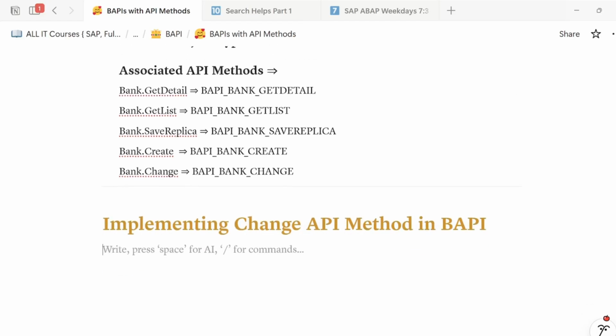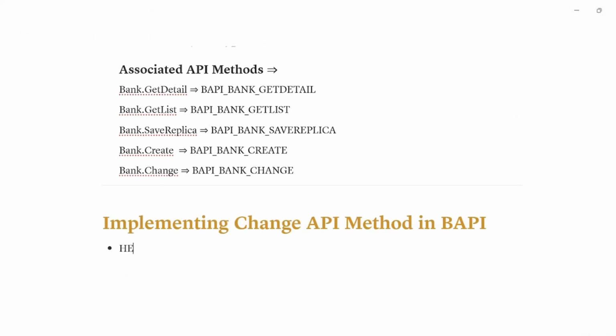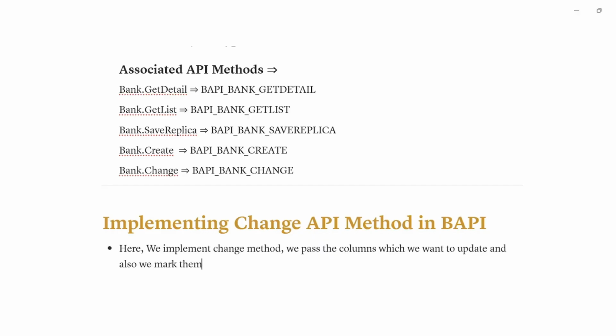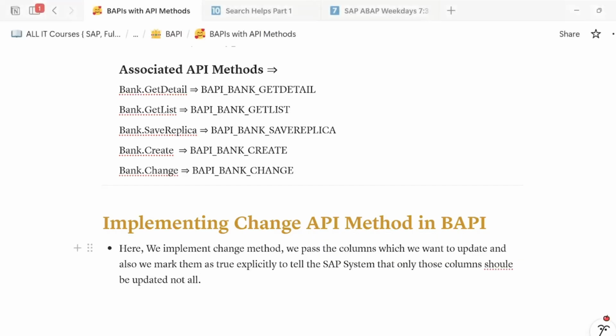So you need to understand for implementation of change, when we implement a change method, we pass the columns which we want to update and also we mark them as true explicitly to tell the SAP system that only those columns should be updated, not all. This is primary while implementing BAPI change or BAPI update, whatever it is.